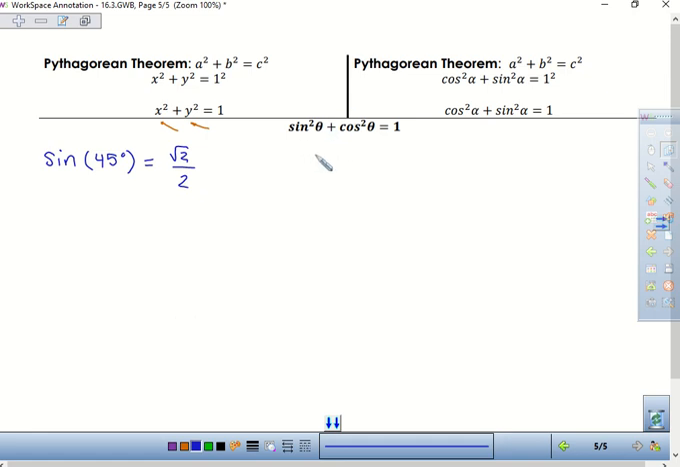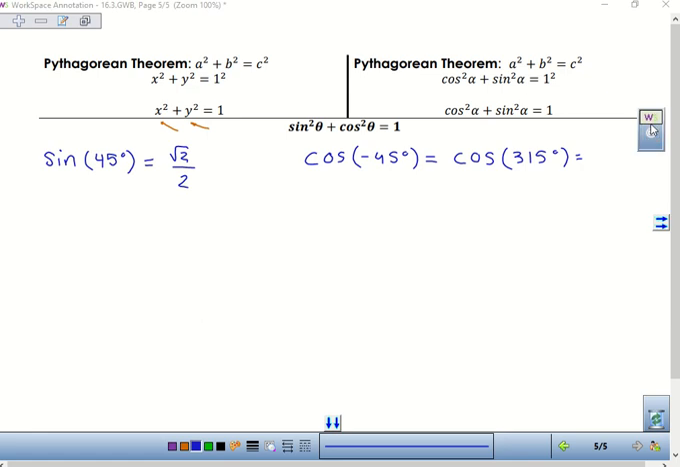The next one we're going to look at is cosine of negative 45 degrees. So when your angle measure is negative, you're going to add what to it? 360 to find a coterminal angle. So I took it and I added 360 to it to get a coterminal angle. Okay. Then I'm going to look at where 315 is on my unit circle.